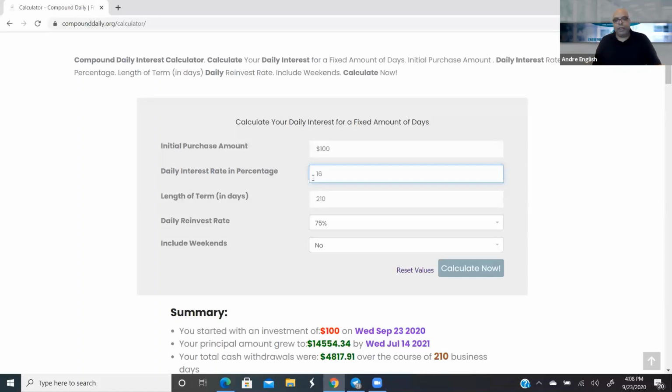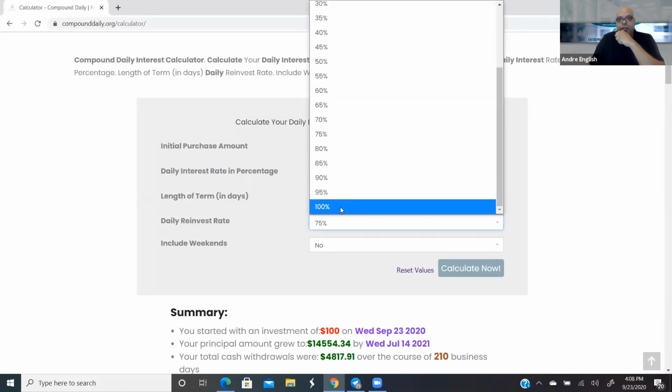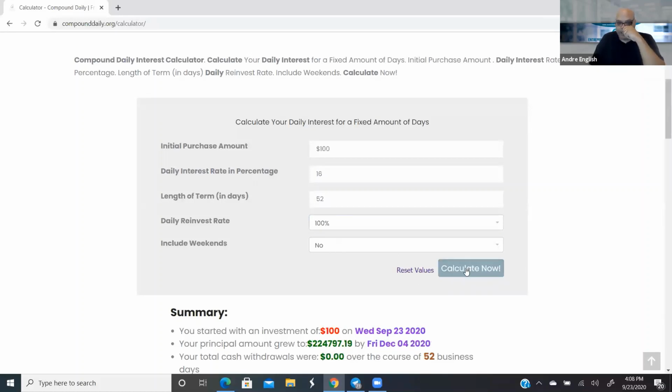Again, 3.2% per day is roughly 16% per week, okay? And I like to change this, instead of a length of term in days, I like to change it to weeks. So we put it at 52 weeks. And then, again, excuse me guys, we'll do 100% reinvestment again. No weekends, and you'll see that the number increases dramatically.